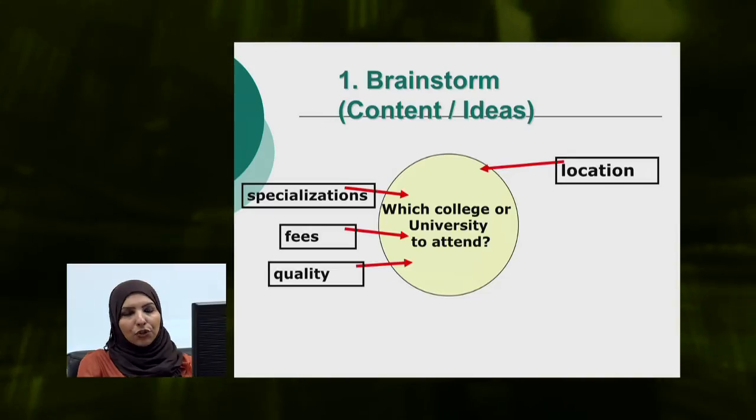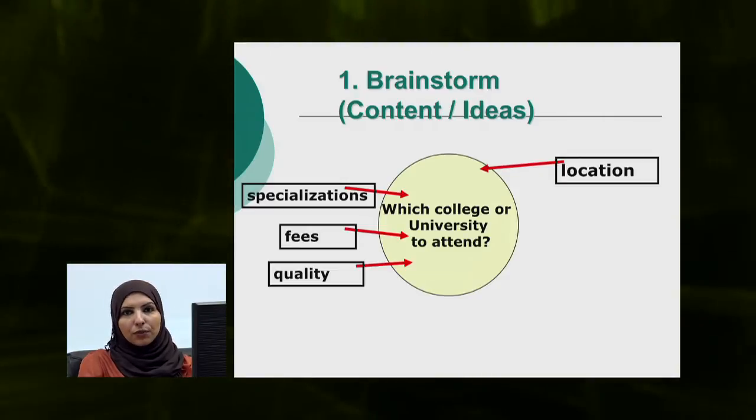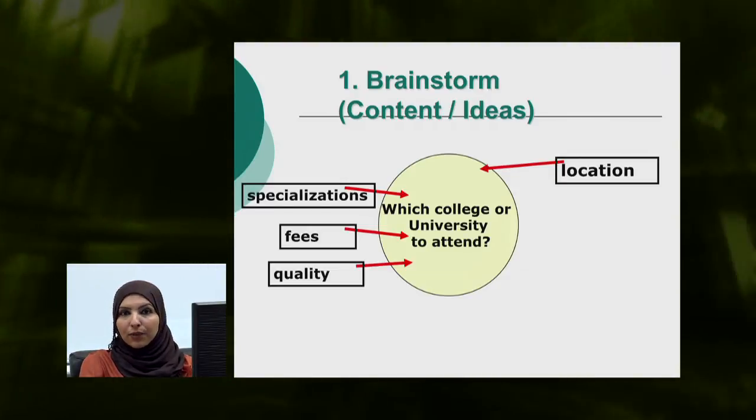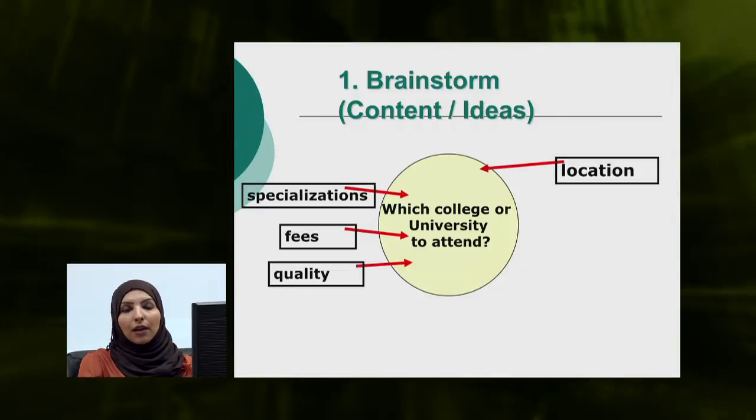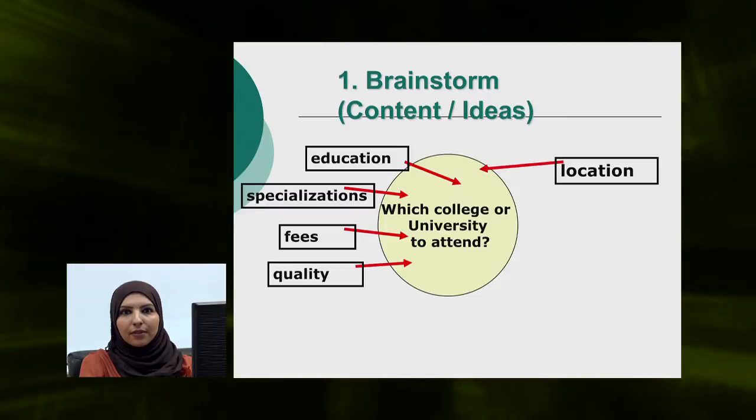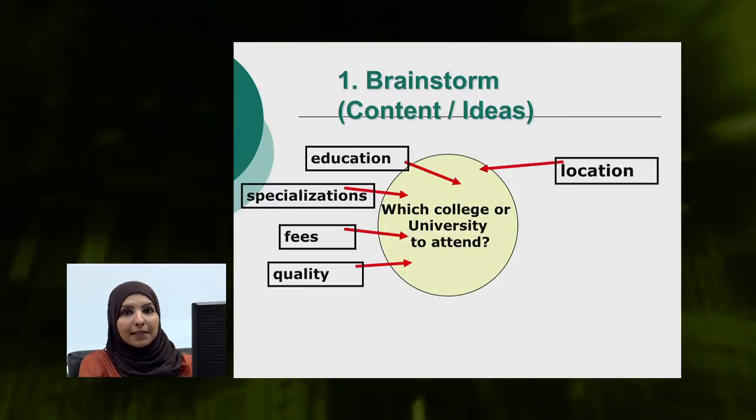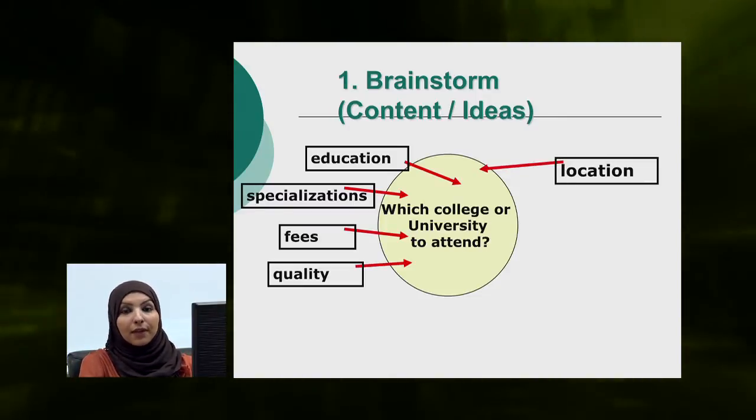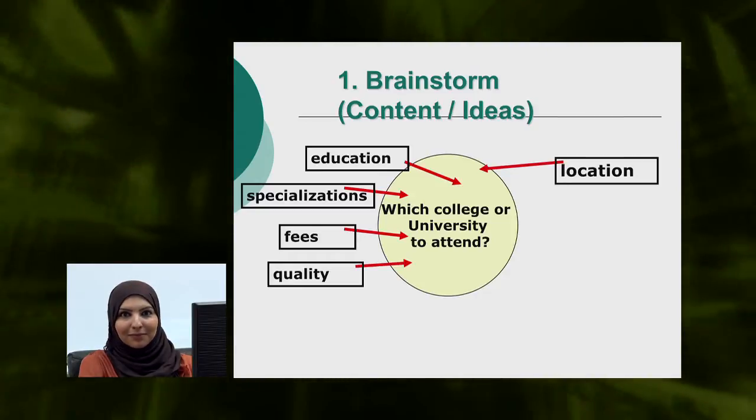The next word is quality, which means, does the college or university offer students a high quality education, or good facilities or learning experiences in classes? The next word is the kind of education. Is it a practical education or a theoretical one?